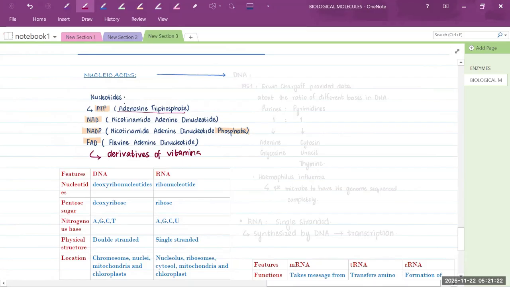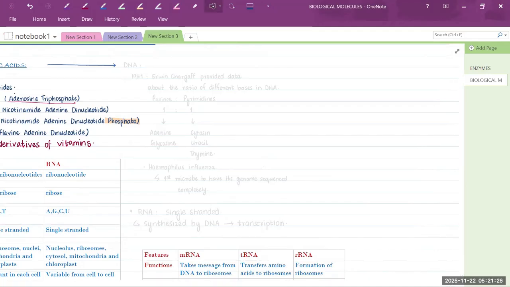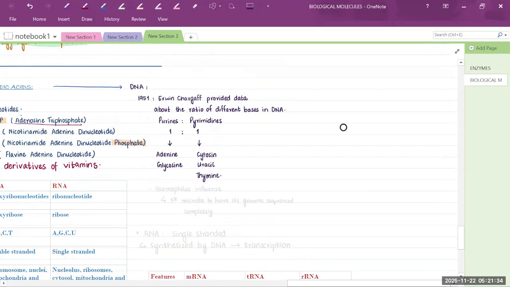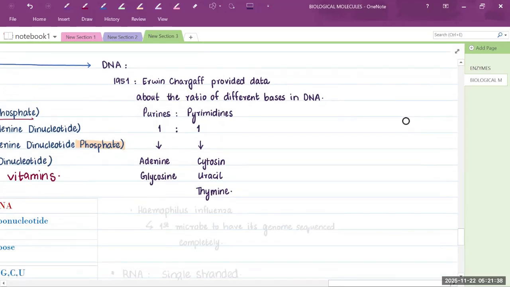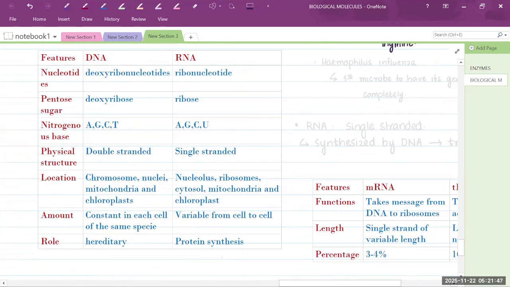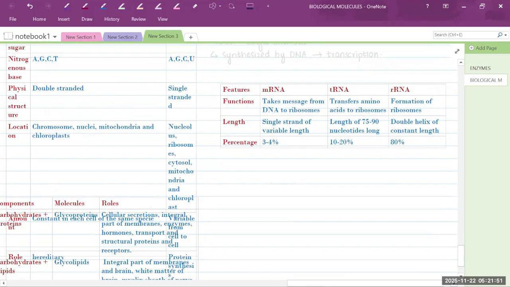Right. Now we have DNA and RNA. Some important information that we need to know about DNA is this. What is DNA? Deoxyribonucleic acid. In 1951, Erwin Chargaff provided data about the ratio of different bases in DNA. What are the different bases in DNA? We can see here. We have nucleotide.